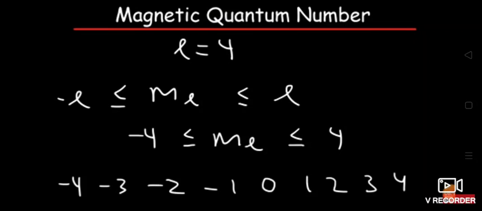So if N is given, could you identify the L value and ML value of a particular electron? If N is equal to 4, what is L? 3. If L is 3, what will be the ML value, the magnetic quantum number value? Yes, correct. It is -3, -2, -1, 0 and 1, 2, 3.